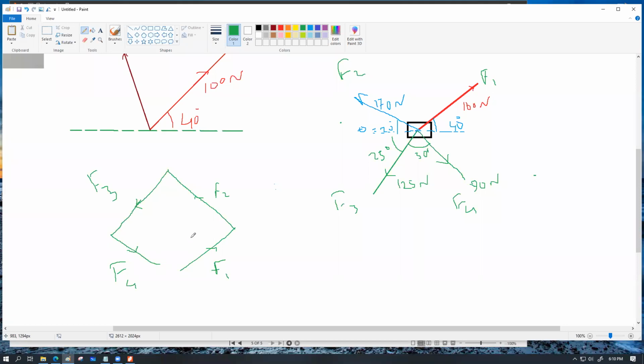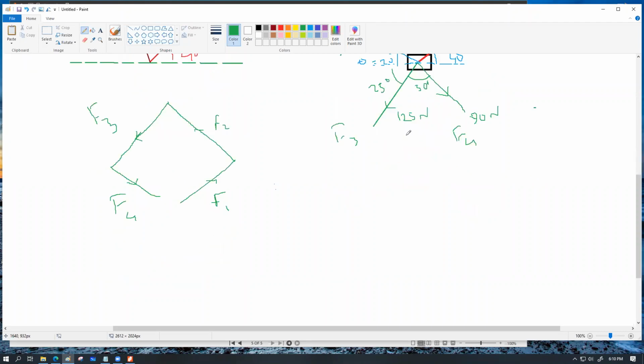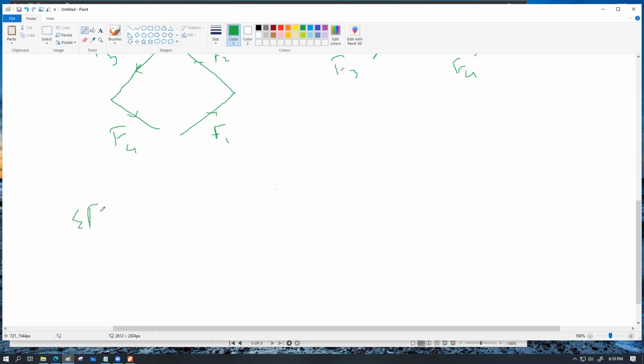This is what I mean by an open polygon, where the starting point of the first force does not perfectly coincide with the end point of the last force. This is what I call an open polygon. If we have a situation like this, then these forces would produce a non-zero resultant force. Non-zero resultant force means that in this case, the resultant of all of these vectors, F1 plus F2 plus F3 plus F4, would not be equal to zero, which means the object will not be in equilibrium.